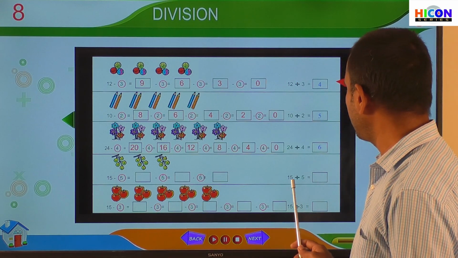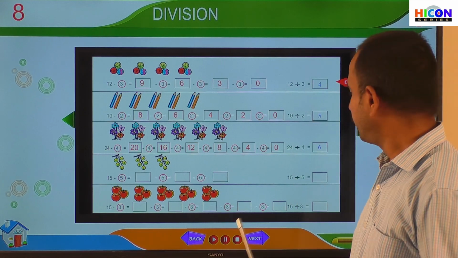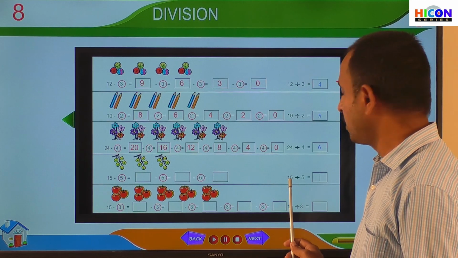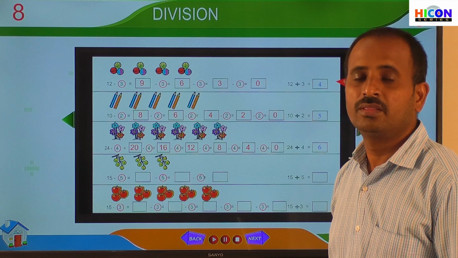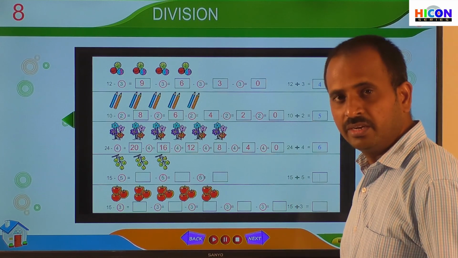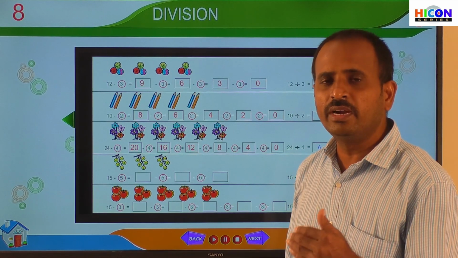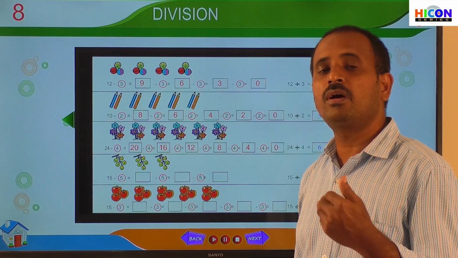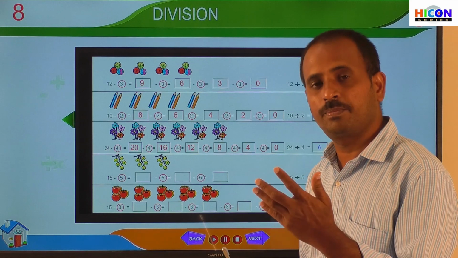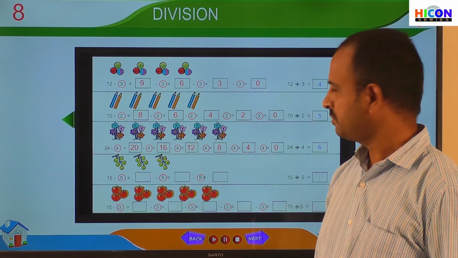What is the given problem here? 15 divided by 5. What is the meaning of 15 divided by 5? That means we have to divide the number 15 by 5. That means we have to subtract the number 5 from 15 repeatedly until we get 0. Then count the number of times we have subtracted 5. That number becomes the answer.